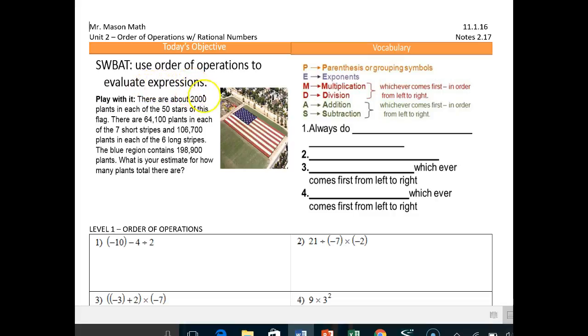There are about 2,000 plants in each of the 50 stars on this flag. So this is a flag here made up of plants. There are 64,100 plants in each of the 7 short stripes, 106,700 plants in each of the 6 long stripes, and the blue region contains 198,900 plants. What is your estimate for how many plants there are in total? Maybe by the end of class I will actually give you the answer to this.